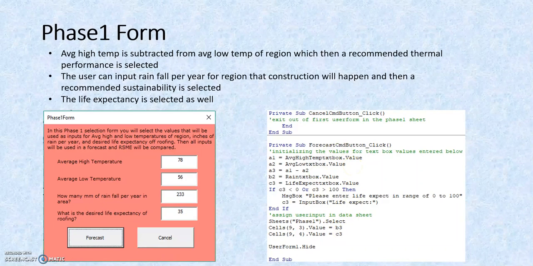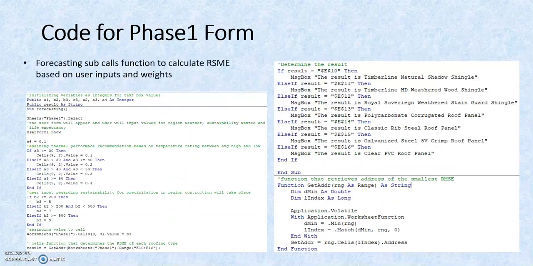So this is the forecast button. In here, A3 is the highest high temperature minus the lowest low temperature, and for C3 we said that it cannot be less than 0 or more than 100 years. And here is the coding for all of those.